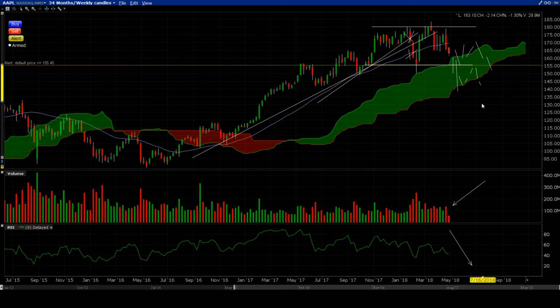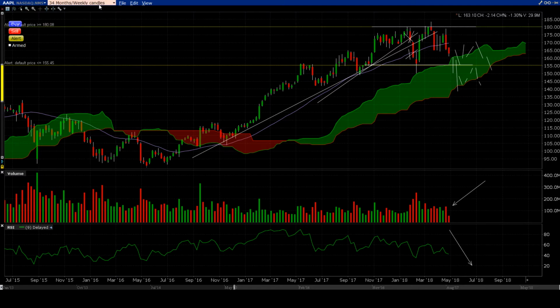So that's a post for Apple. It's in a stage 3, 155. Put that alert there. That's your breakdown line. And you could always set an alert at 180 for the breakout, not the breakdown.